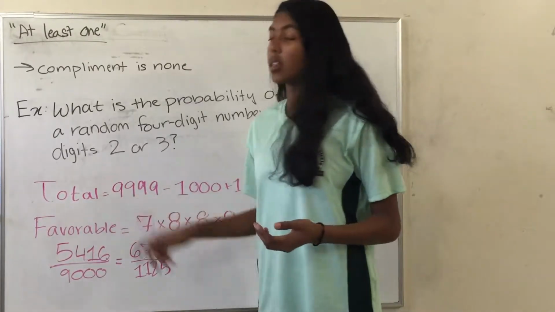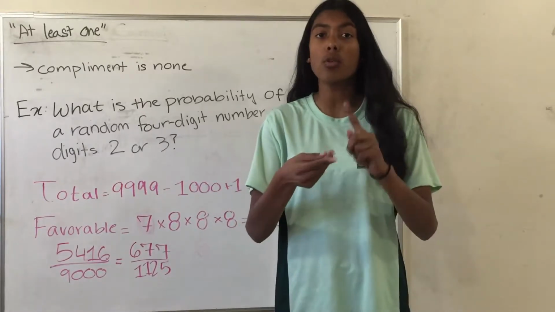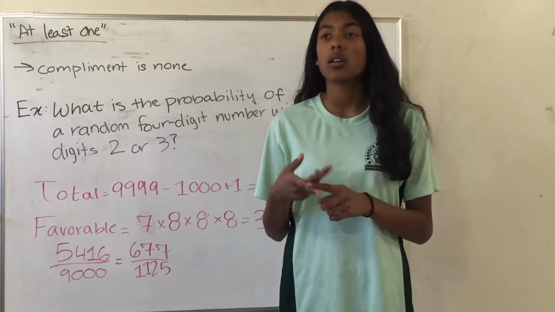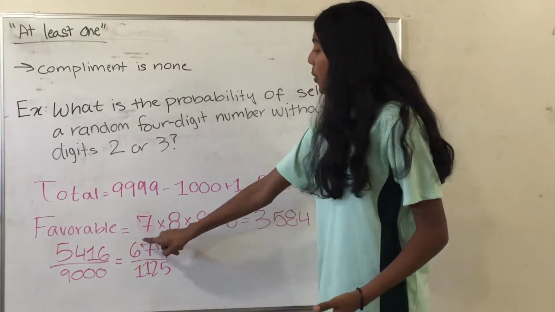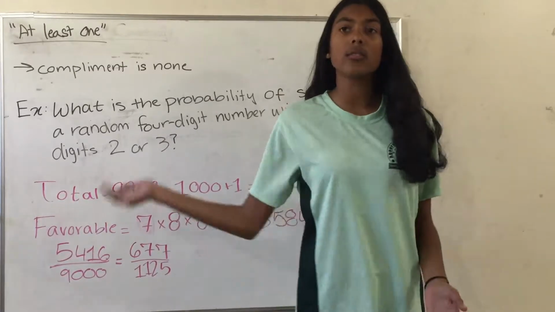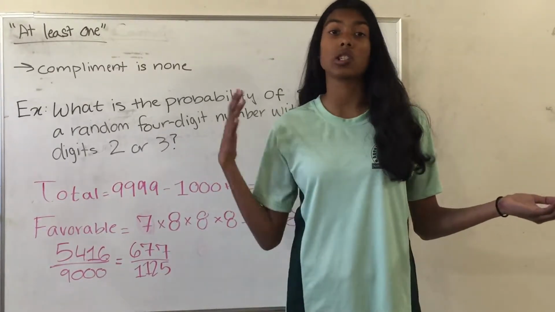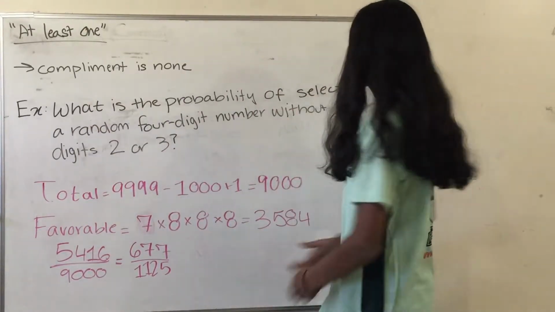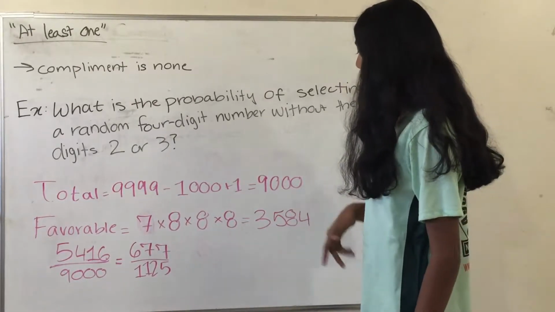And now let's find the number of favorable. Let's start with our first digit. Our first digit can't be 2 or 3 or 0. If it's 0, it's not a 4-digit number. If it's 2 or 3, then it's not what we're trying to find. So we have 7, and then for the rest of our digits, we all have 8 because there's 10 total digits and it just can't be 2 or 3. 10 minus 2 is 8. And multiplying this out we have 3,584.